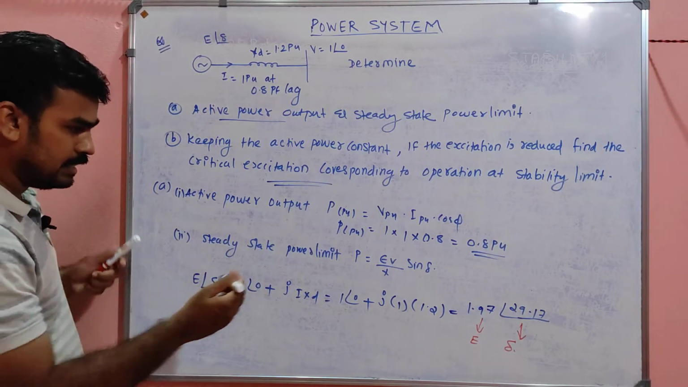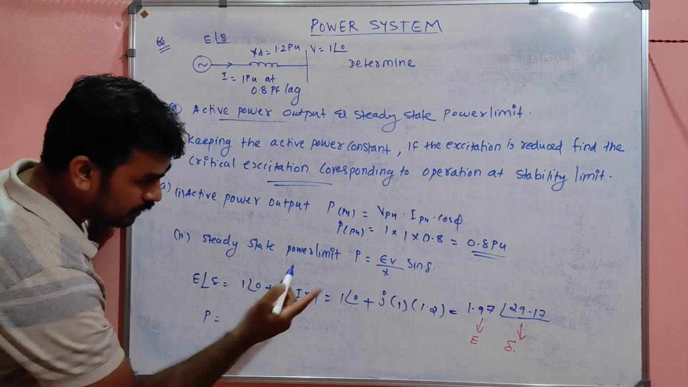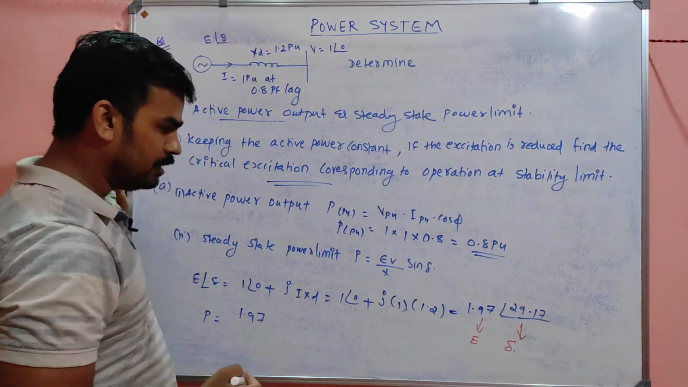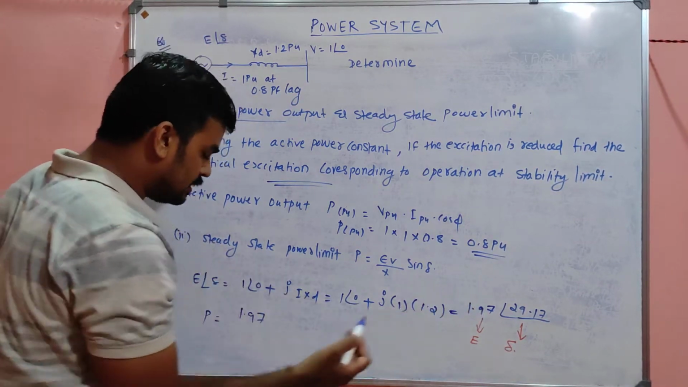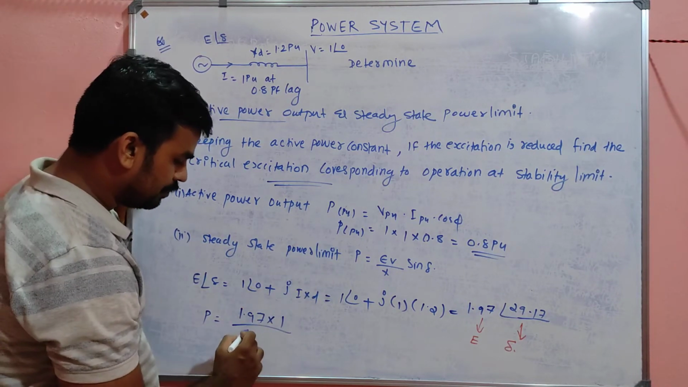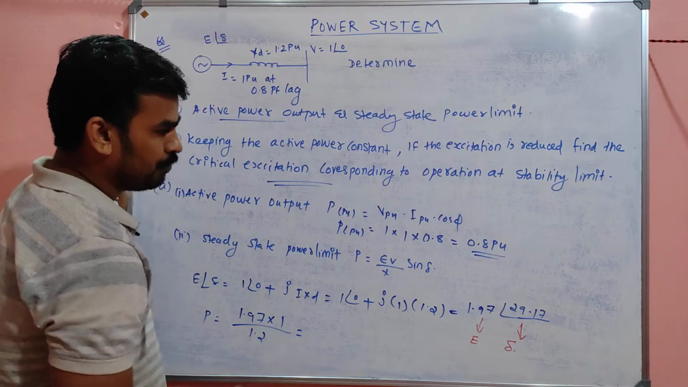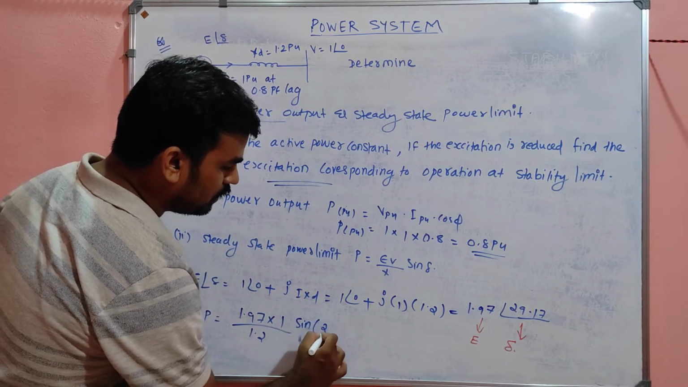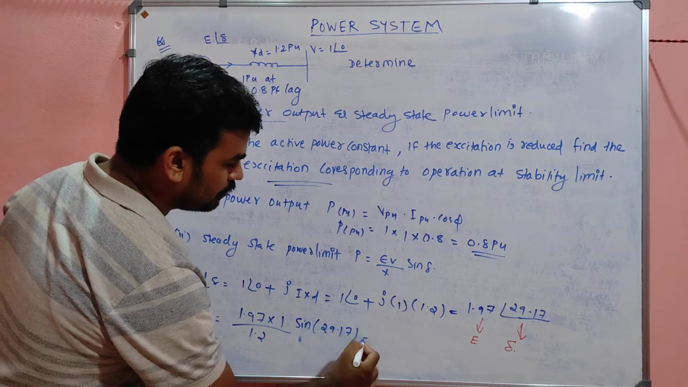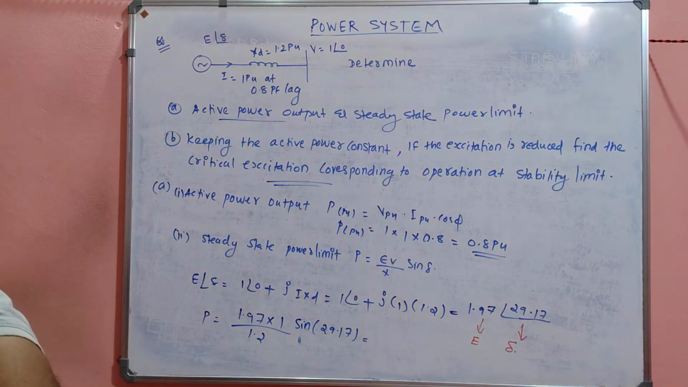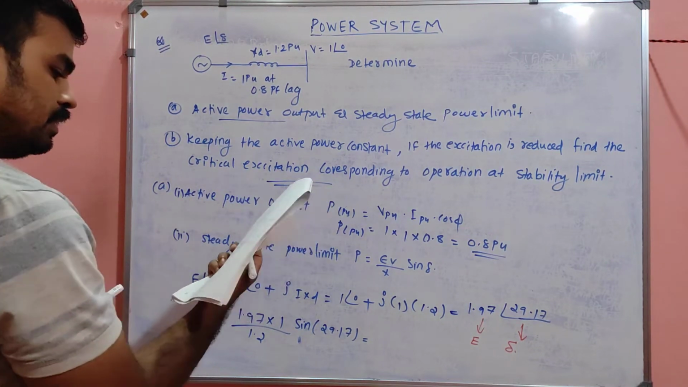You will get the steady state power limit as P is equal to E. You got now 1.97. These all are in per unit, so the answer is also per unit. So 1.97 into 1 divided by XD is nothing but 1.2 into sine 29.17. If you substitute these, you will get the answer like 1.68.